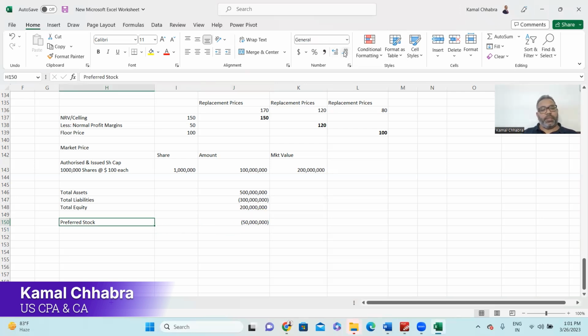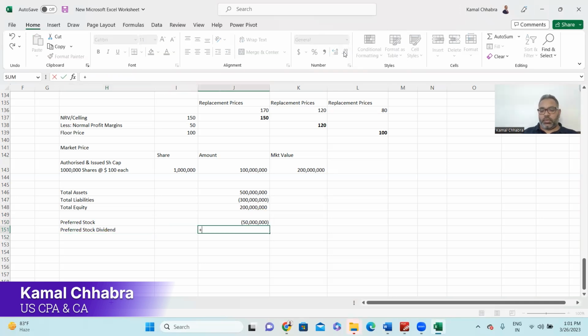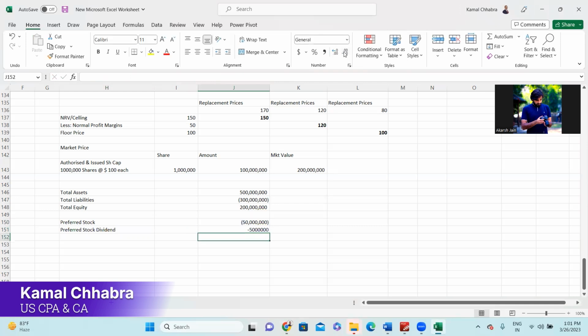And you have, let's say, preferred stock dividend. Let's assume 10%. Sir, you wrote 50 million, sir? Preferred, yes, stock 50 million. Okay, fine, that's all we have to write. Right.